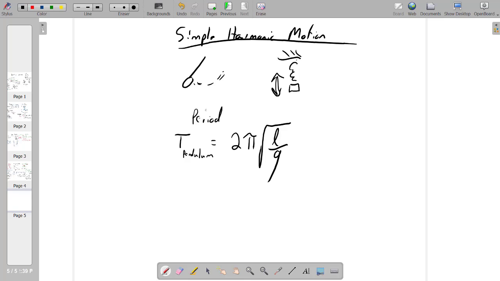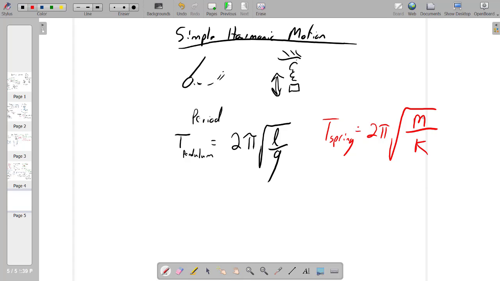The pendulum is going to swing really quick, so the period is going to be shorter. So for a spring, there are two variables. It still has the 2 pi, but now it's mass and spring constant.